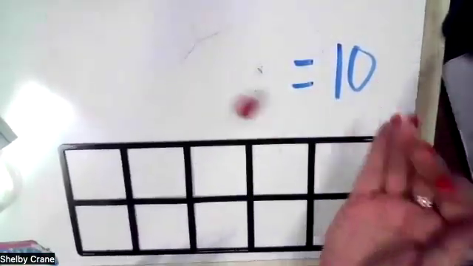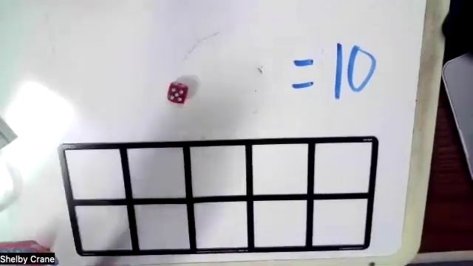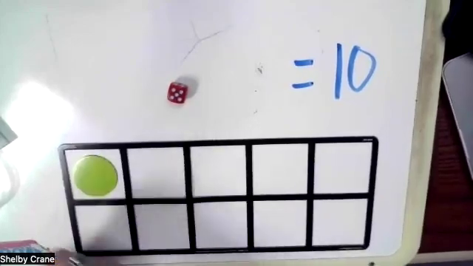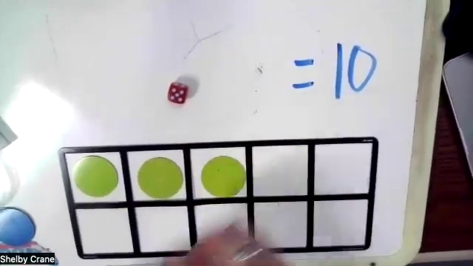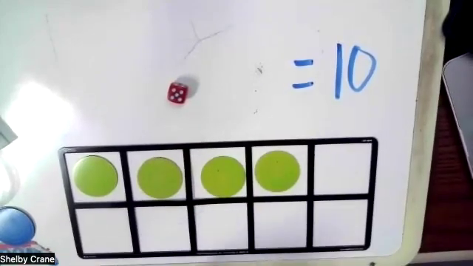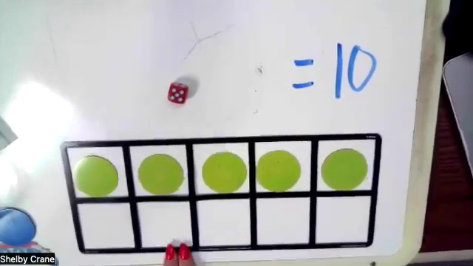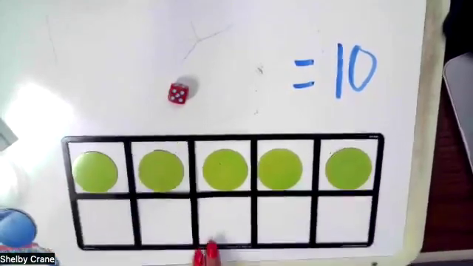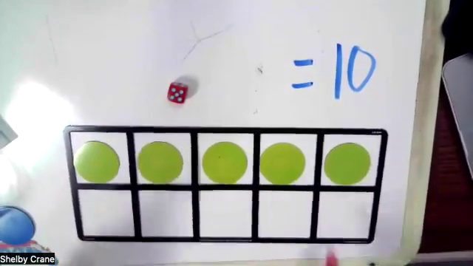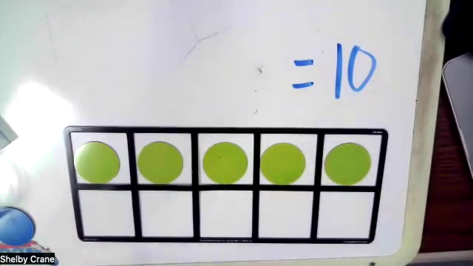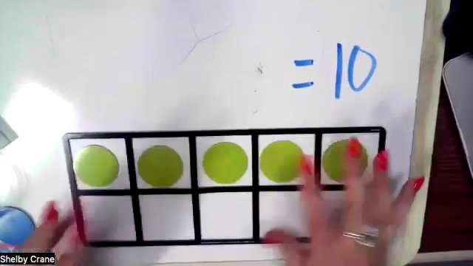I'm going to bring in another dice. You kind of rolled out of there. 5. So I'm going to put 5 spots in there. 1, 2, 3, 4, another green one, 5. And I can see I have 5, and 5's friend is 5. This is a fun way to practice or start learning and working on your friends of 10.